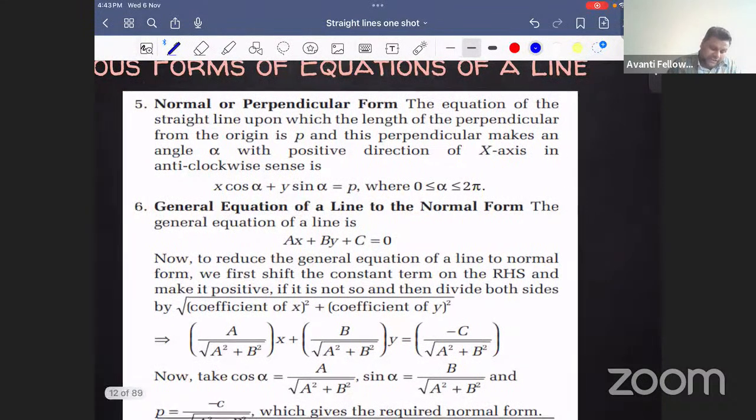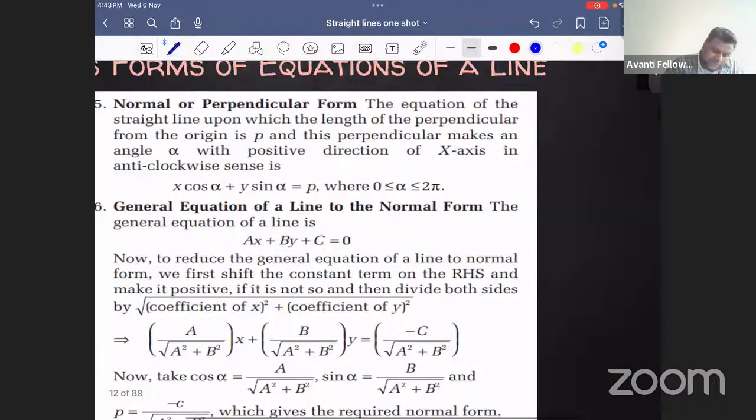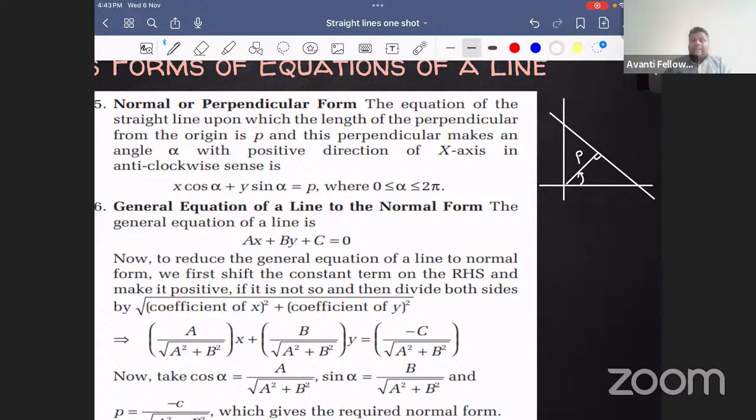The equation of a straight line upon which the length, see, first of all, let me give you some idea, which you already have, I think. Now you are trying to find out the equation of this line on which the length of perpendicular from origin is given as P and the inclination which this perpendicular is making with positive direction of x-axis is theta. Got it? So the length of altitude from origin to the line is P and the angle which this altitude is making with the positive direction of x-axis is theta.